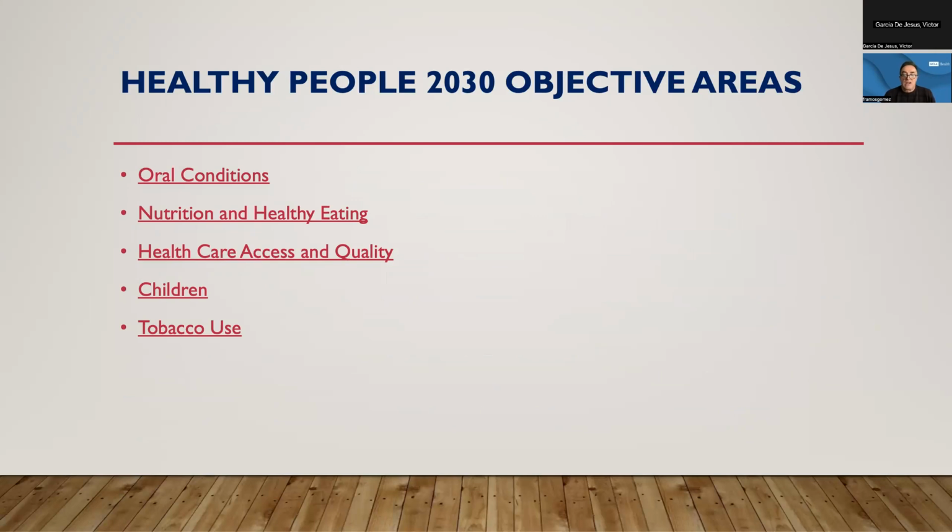Some of the objective areas, and I don't have time to go through all of these resources, is for you to do your interactive work and go in there and check on the oral conditions, nutrition and healthy eating, healthcare access and quality, children, tobacco use, and opioid reduction, right, which will also be a very important area, which I didn't really mention here, but I really want to emphasize this effort to bring opioid reduction to a minimum in the dental world, which should be essential.